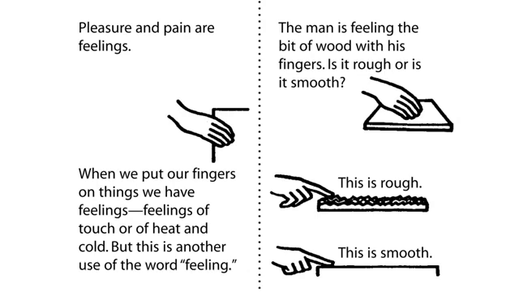Pleasure and pain are feelings. When we put our fingers on things, we have feelings. Feelings of touch or of heat and cold. But this is another use of the word feeling. The man is feeling the bit of wood with his fingers. Is it rough or is it smooth? This is rough. This is smooth.